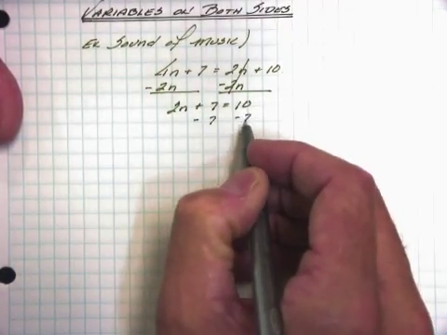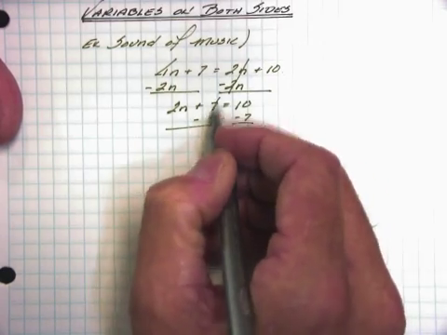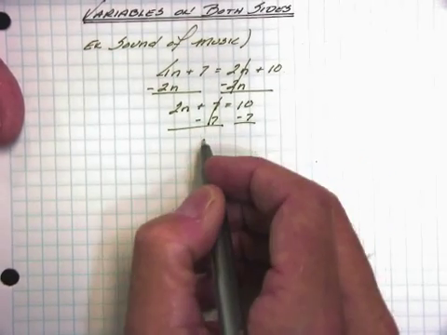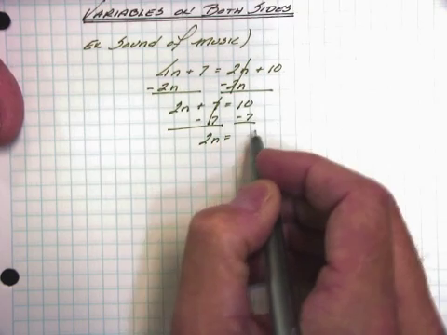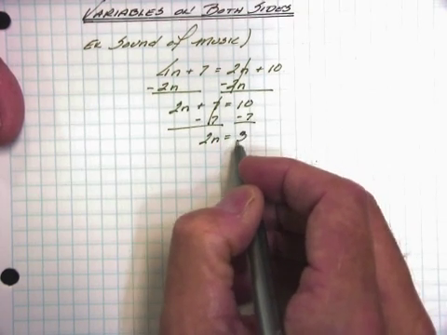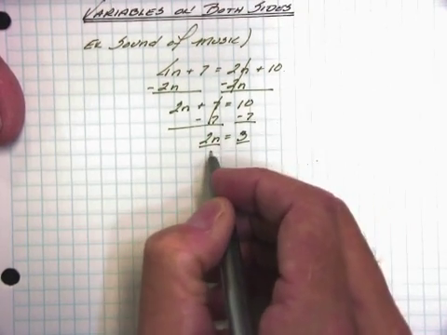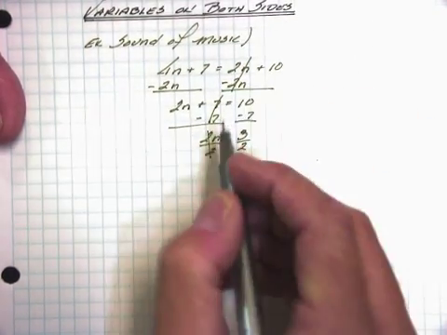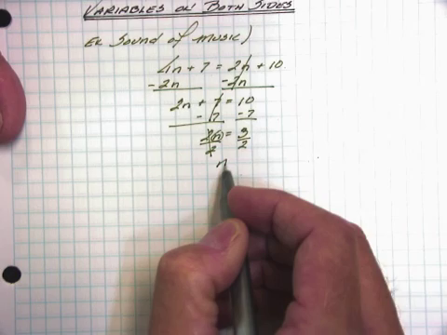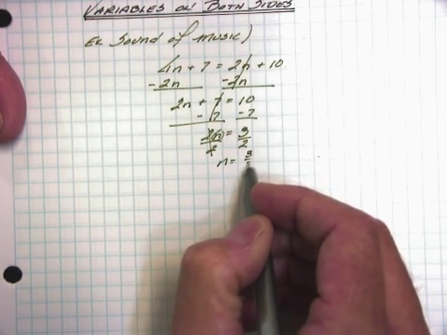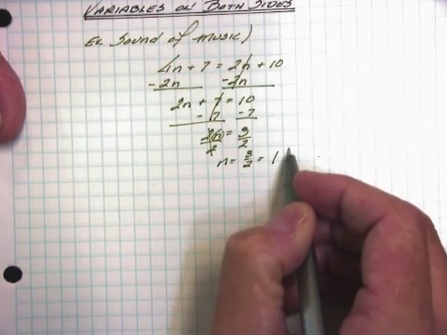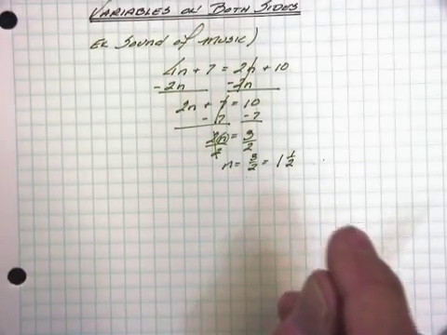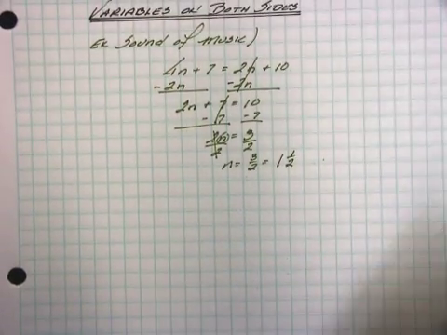To get rid of the plus 7, I subtract 7 on both sides. The positive 7 and negative 7 cancel. I have 2n equals 10 minus 7, which is 3. Then divide both sides by 2, because a 2 in the numerator will cancel with a 2 in the denominator and leave just n. So n equals 3 over 2, which I will write as 1 and 1/2.